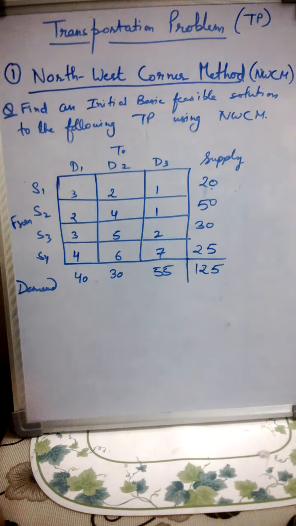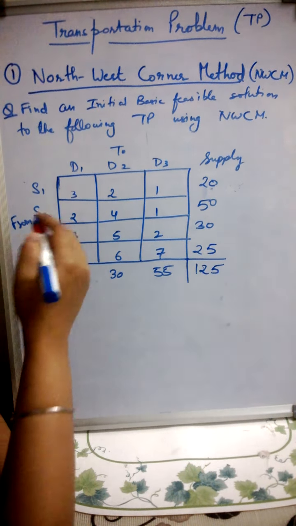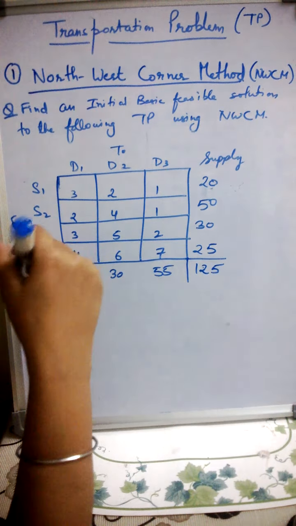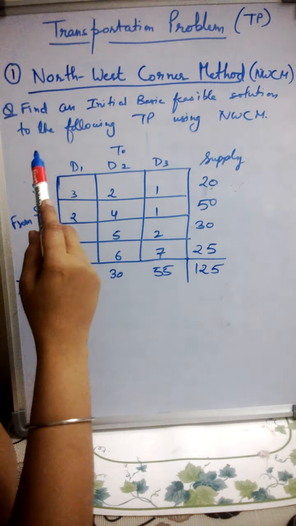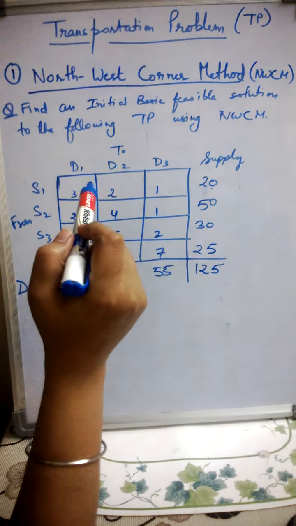Now we'll learn all these three methods one by one. So we'll start with the northwest corner method. An example is given here. It is a transportation problem for which we have to find out the initial basic feasible solution by using the northwest corner method.